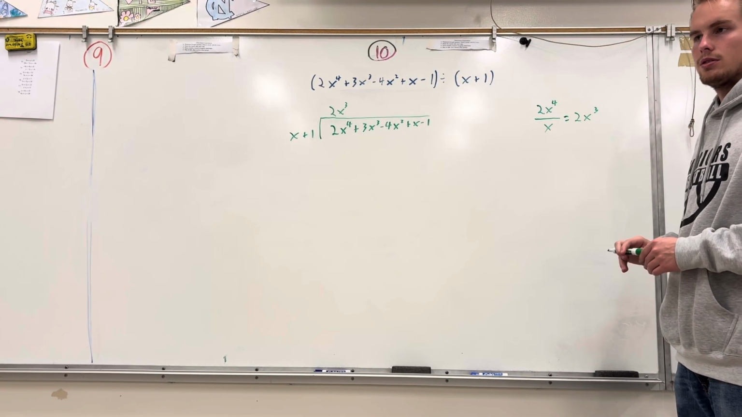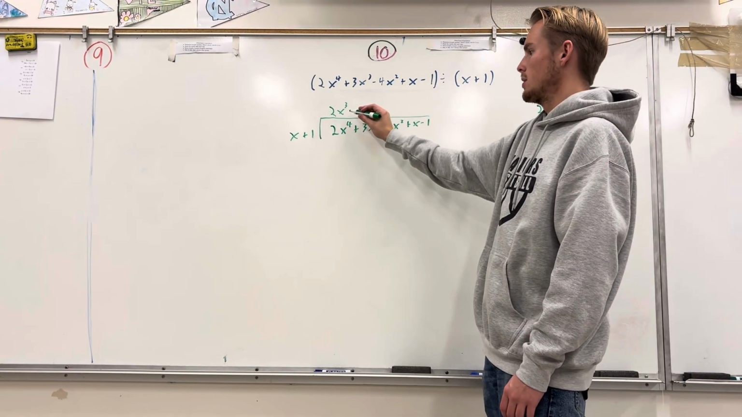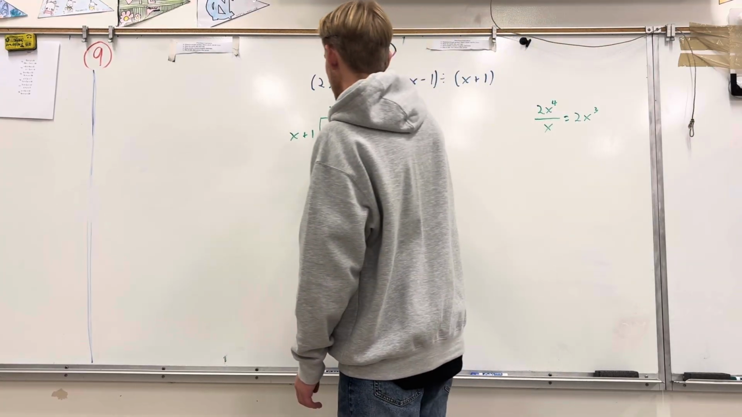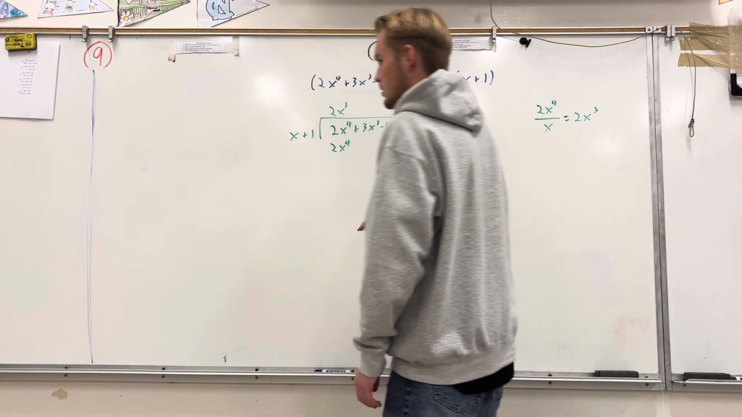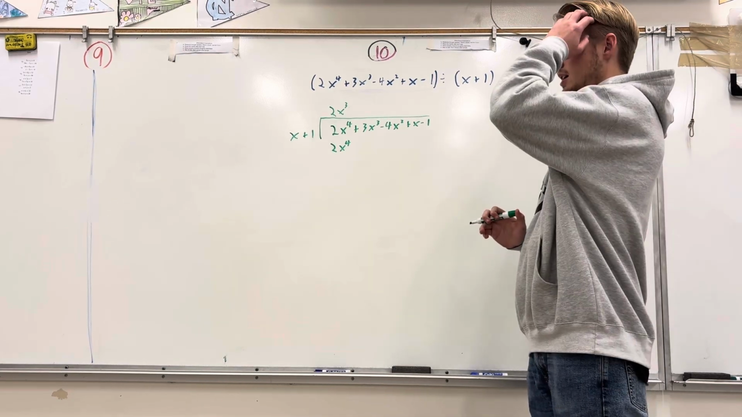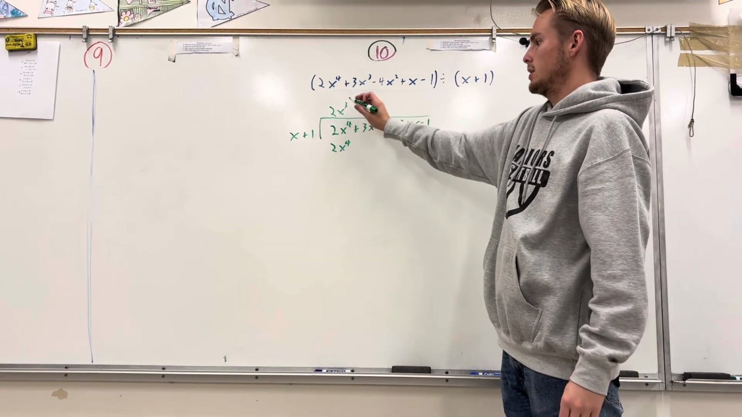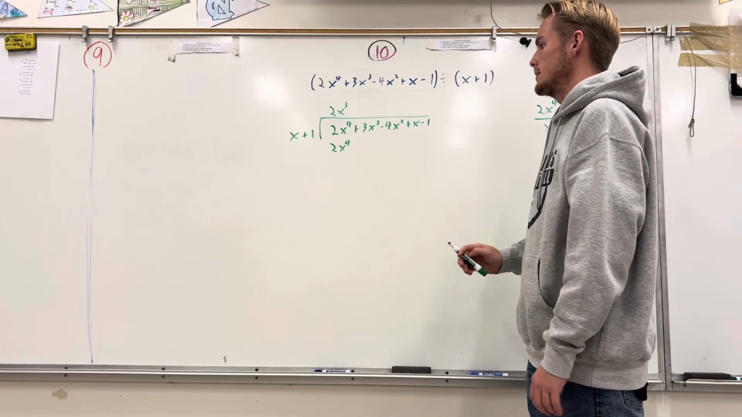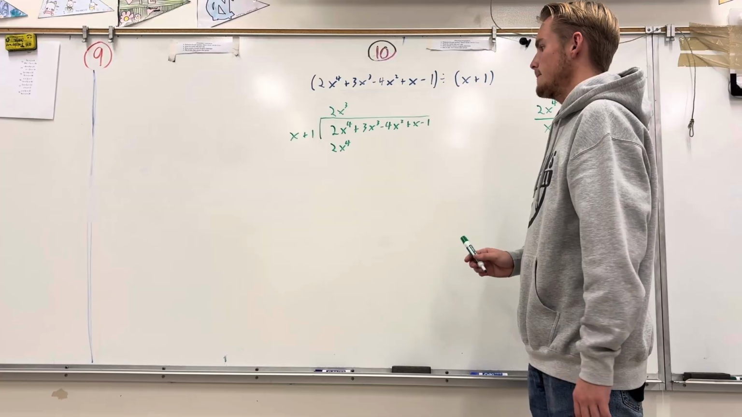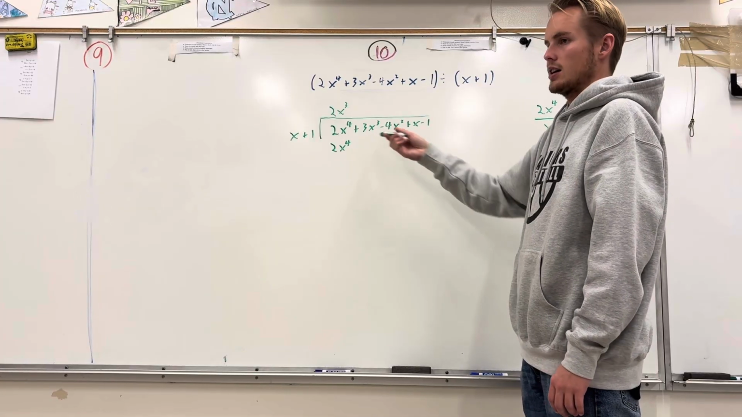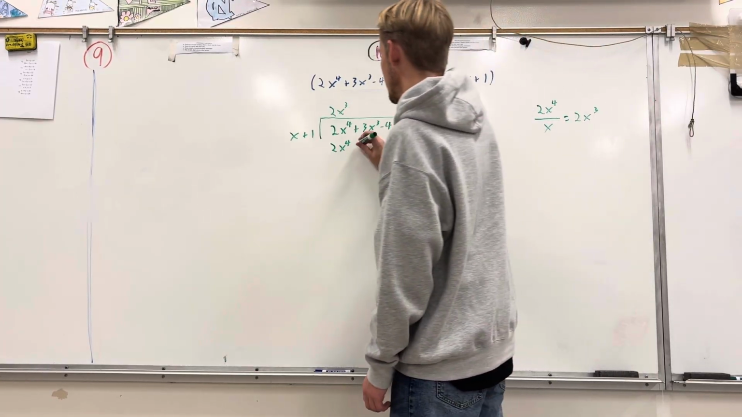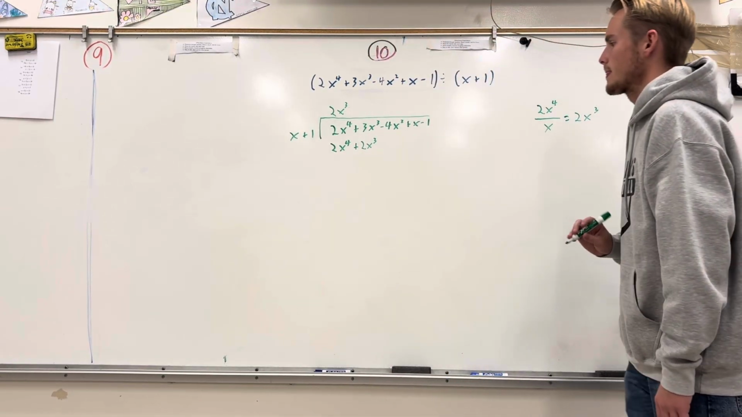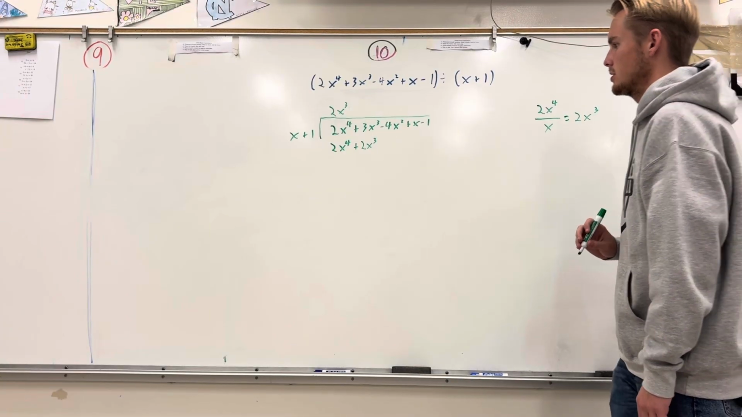Okay, now what do we do? We take whatever we got here and we first multiply it by this. So 2x to the 3 times x, you get 2x to the 4th. And then you're going to multiply this by whatever the second thing is in your denominator. So 2x to the 3rd times 1 is just 2x to the 3rd. So you're taking that, and now you're putting that underneath the second term in our box. So plus 2x to the power 3.